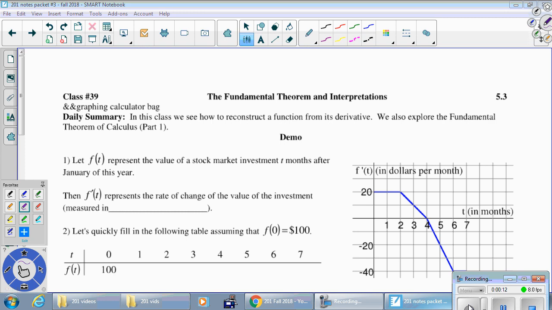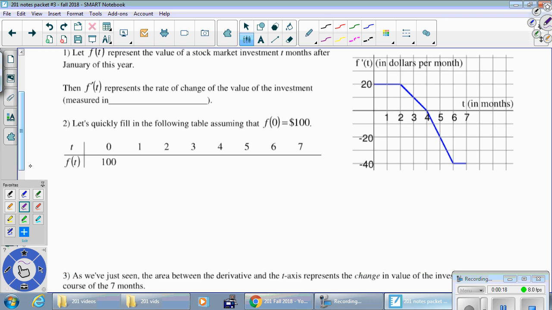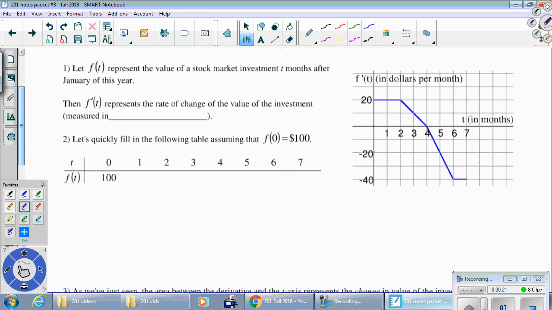Let f of t represent the value of a stock market investment t months after January of this year. Then f prime of t represents the rate of change of the value of the investment measured in... Now we know the units for the derivative are output units over input units. The output for f of t is the value of the stock market investment. So presumably that's dollars. And the units for t is time, and it's months in this case. So the units for f prime are dollars per month.